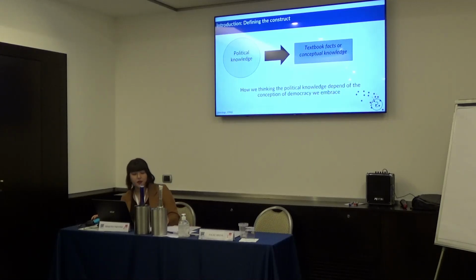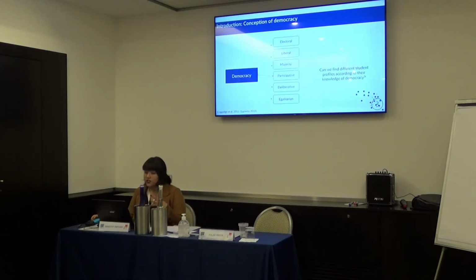But how we think about political knowledge depends on the conception of democracy we embrace. The way in which a democracy is understood brings together characteristics of different ways of conceptualizing. For example, one way students represent democracy is by using categories such as election or representation, which refers to electoral democracy; civil liberties, liberal or majority democracy; influence or citizenship, participative democracy; law and order, liberal or deliberative democracy; and equity, egalitarian democracy.